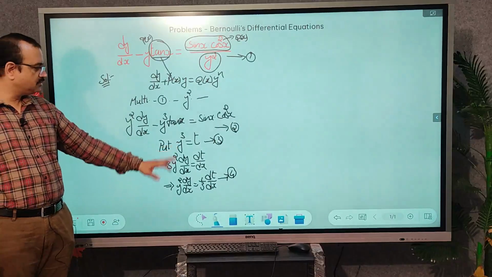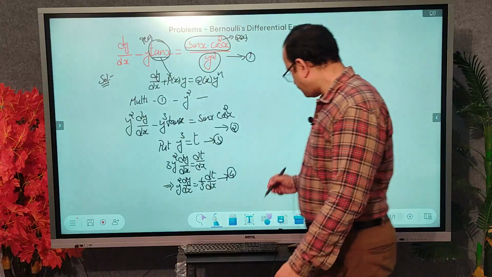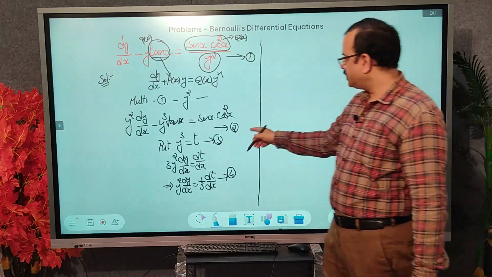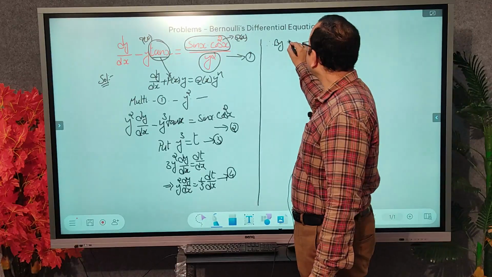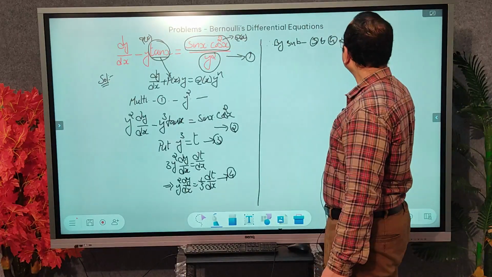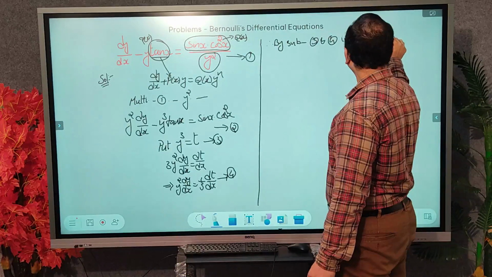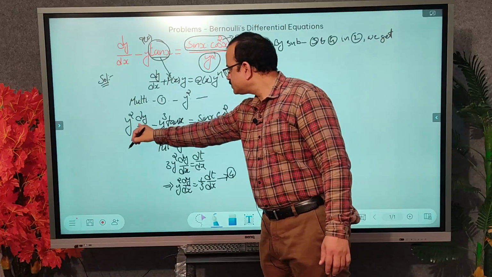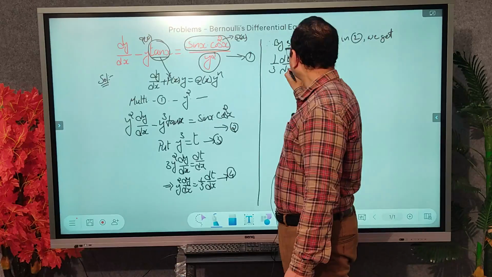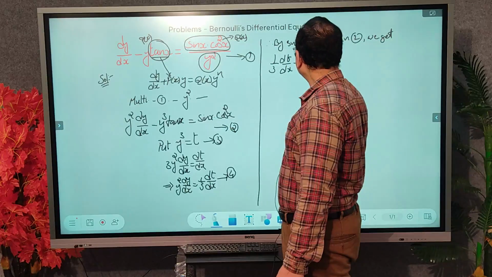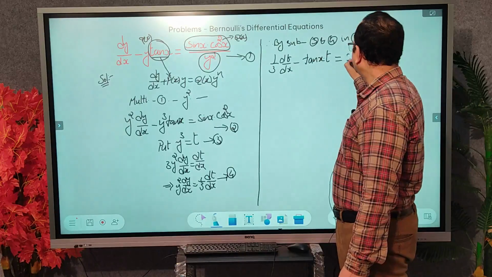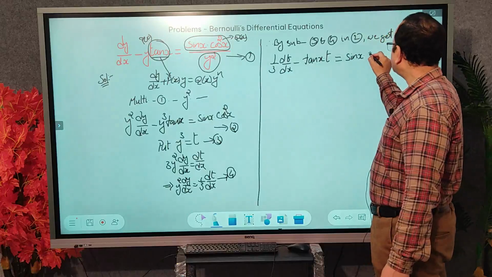So now if we substitute equations 3 and 4 in equation 2, all of you just observe how equation 2 reduces. Therefore, by substituting equations 3 and 4 in equation 2, we get: y square into dy by dx can be written as 1/3 dt by dx, so 1/3 dt by dx minus tan x into y cube. Here y cube is replaced with t, so tan x into t is equal to, with no change on the RHS, sin x into cos square x.